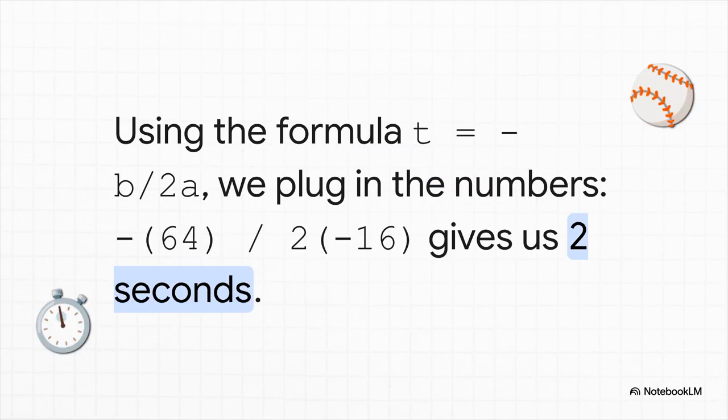So we bust out our special tool, t equals -b over 2a. We just have to plug in the numbers from our baseball equation. So b is 64 and a is -16. We run the calculation and we get a nice clean answer. 2. That's it. It takes exactly 2 seconds for that ball to reach the very peak of its flight.